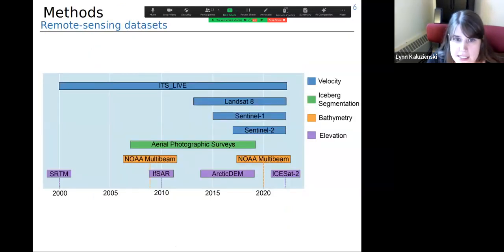So some of the remote sensing data sets I have worked with, again, this is to pull together the long-term glacier dynamics at Johns Hopkins Inlet. We focused on the time period from 2000 to 2020. We pulled velocity data sets from ITSLive and then later Landsat 8, Sentinel-1, and Sentinel-2. The aerial photographic surveys were carried out from 2007 onward. And then we've also looked at some sparse DEM elevation data, and also some multi-beam bathymetry throughout that time period.